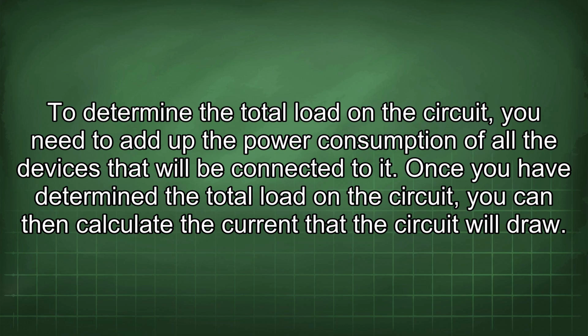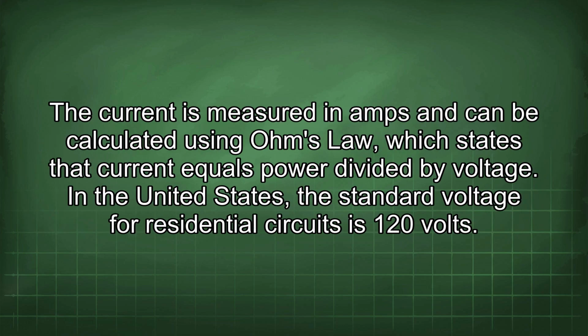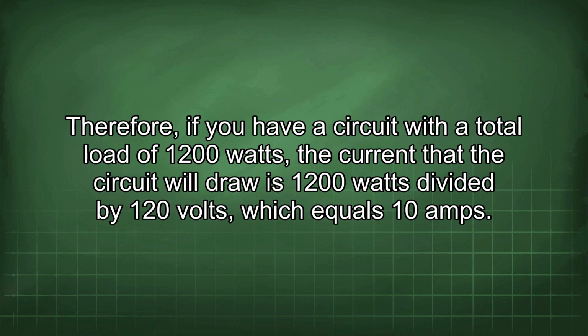Once you have determined the total load on the circuit, you can then calculate the current that the circuit will draw. The current is measured in amps and can be calculated using Ohm's law, which states that current equals power divided by voltage. In the United States, the standard voltage for residential circuits is 120 volts. Therefore, if you have a circuit with a total load of 1200 watts, the current that the circuit will draw is 1200 watts divided by 120 volts, which equals 10 amps.